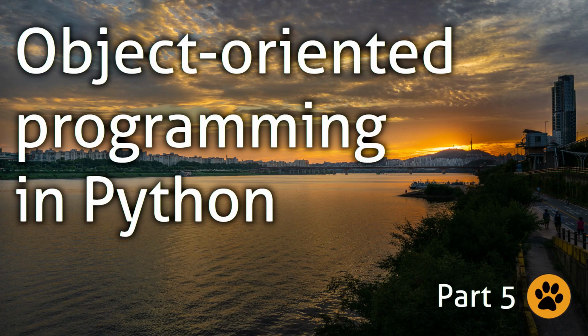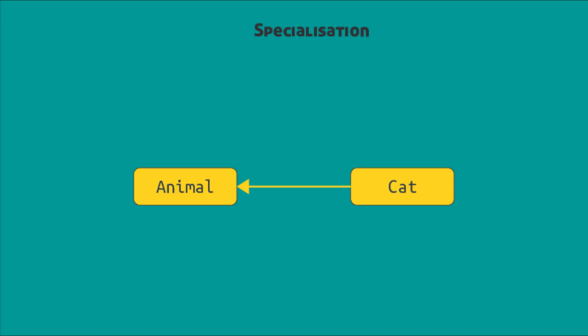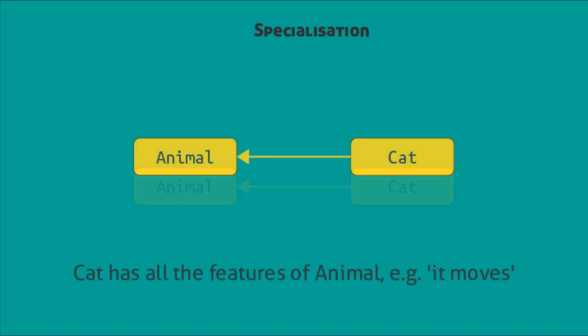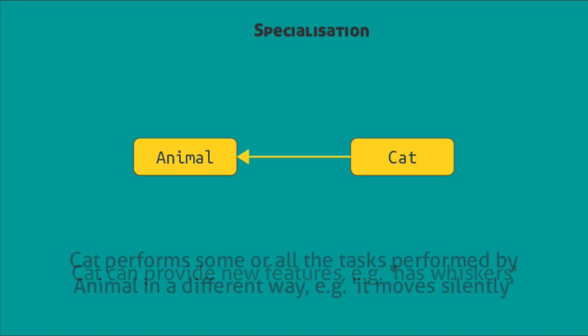Let's first discuss what we mean when we say that a class specializes another class. Here we have two classes, Animal and Cat. After all, this is the digital cat channel and we need cats here and there, right? Anyway, we say that the class Cat specializes the class Animal when three things happen. First, Cat has all the features of Animal. For example, it moves. Second, Cat can provide new features. For example, it has whiskers. Not all animals have whiskers. A duck, for example, doesn't. Third, Cat performs some or all the tasks performed by Animal in a different way. For example, it moves, but silently. An elephant doesn't move silently.